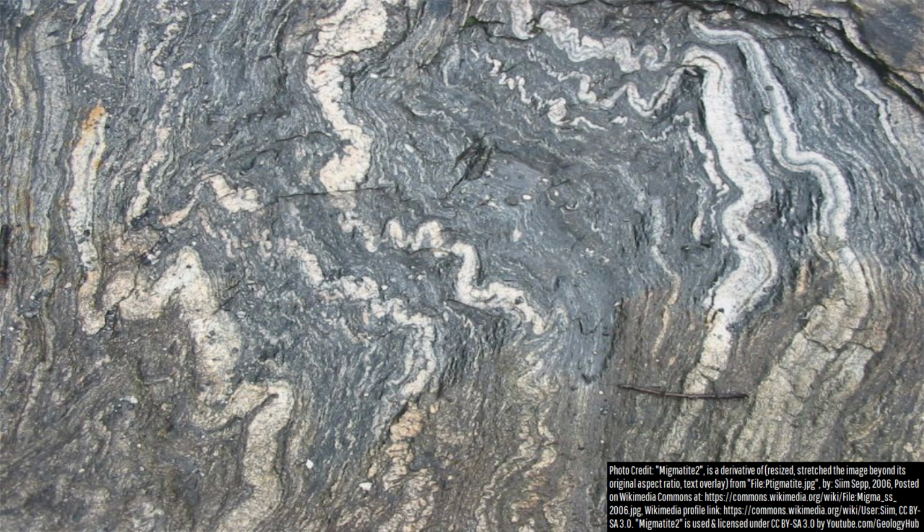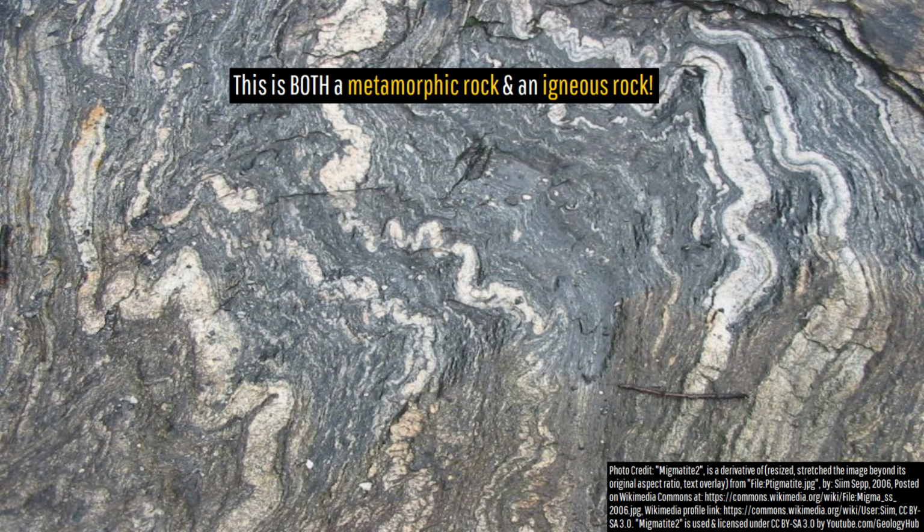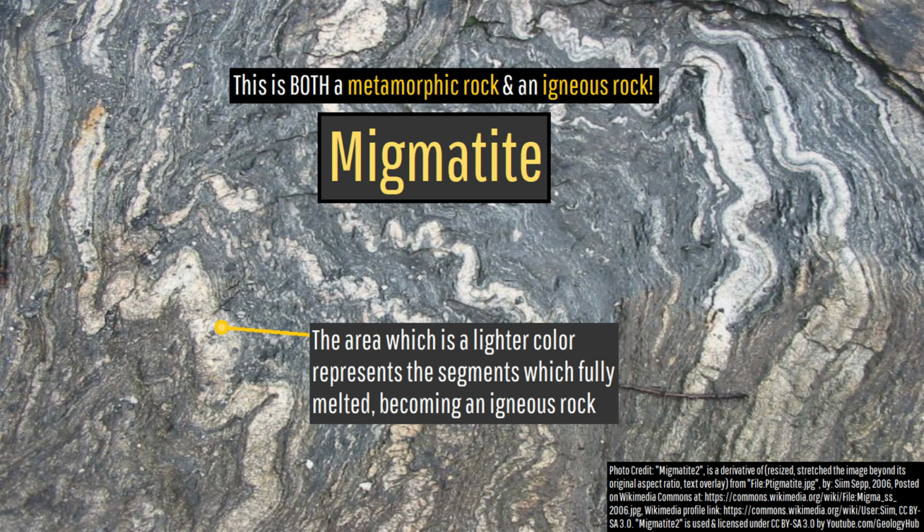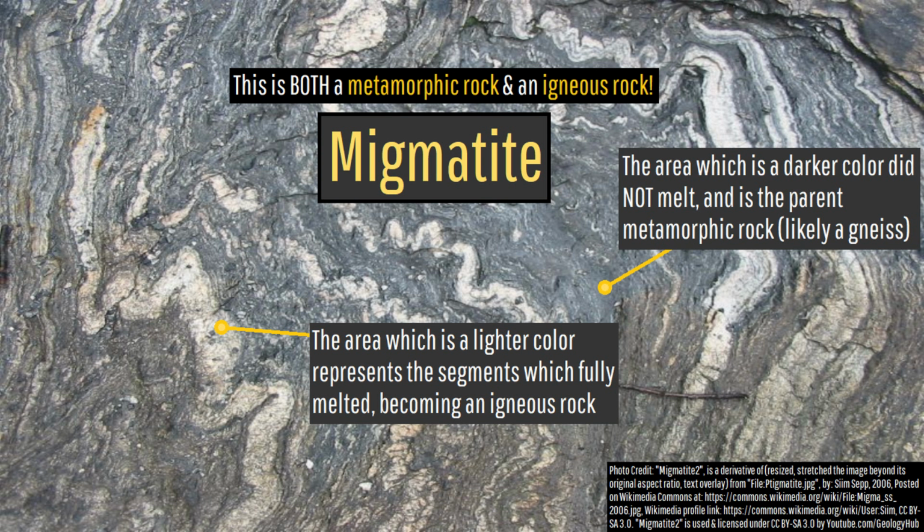And that is because it fits two rock types, igneous and metamorphic. This is known as a migmatite. In a migmatite, a portion of the originally metamorphic rock with a lower melting point completely melted, becoming partially an igneous rock. Meanwhile, the higher temperature melting point areas remained unmelted.